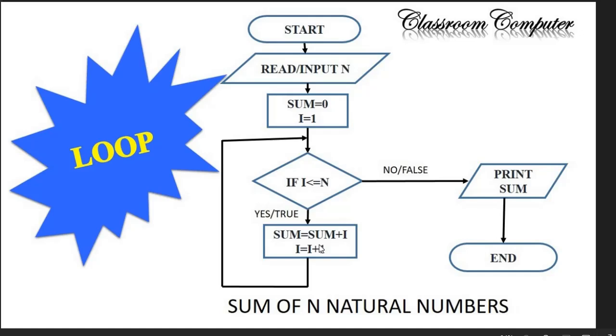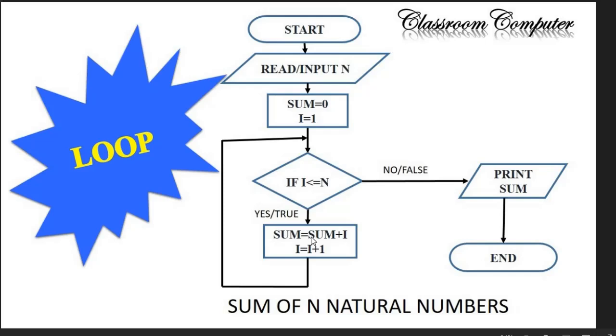Next, increase the value of I by 1. So I equals I plus 1. Now the new value of I equals 1 plus 1, which is 2. Now the interesting thing is, after this processing box, the arrow goes backward and checks again whether I is less than or equal to n. Is it true or not? This thing is called a loop. In every iteration, the value of I increases by 1 and the sum accumulates the value with addition.